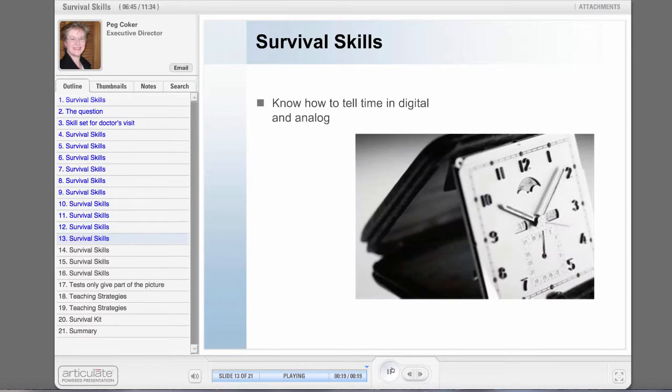Most of the students that come to our program can tell time in digital and analog even if they don't speak English. However, you may have to help them understand terms such as half past and quarter to.